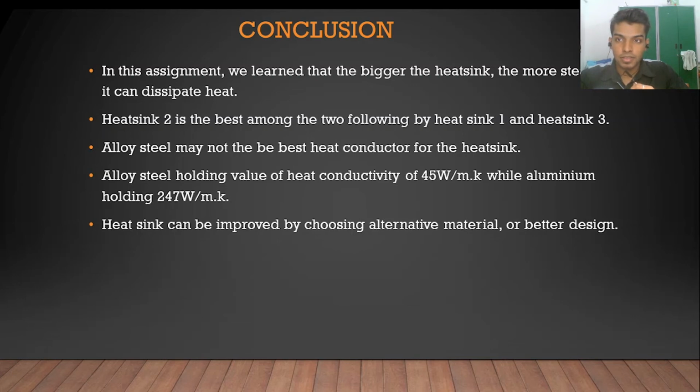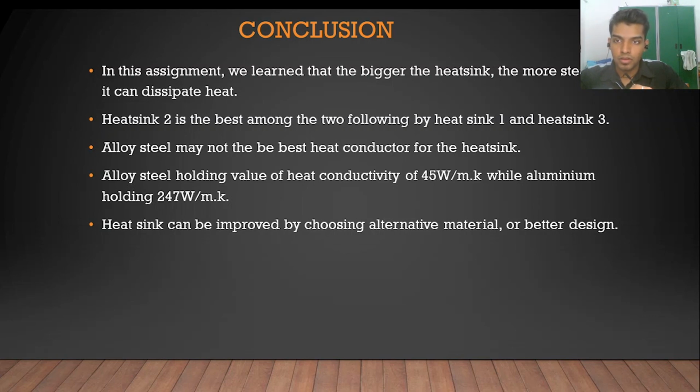For the first point, in this assignment we learned that the bigger the heatsink, the more steadily it can dissipate heat. It's because the bigger the surface area, the better the dissipation of heat through the heatsink. For point number 2, heatsink 2 is the best, followed by heatsink 1 and heatsink 3. It's because the fins are affected by the size, the convection coefficient, and also the temperature. For point number 3, alloy steel may not be the best heat conductor for the heatsink, because alloy steel is not a good conductor of heat.